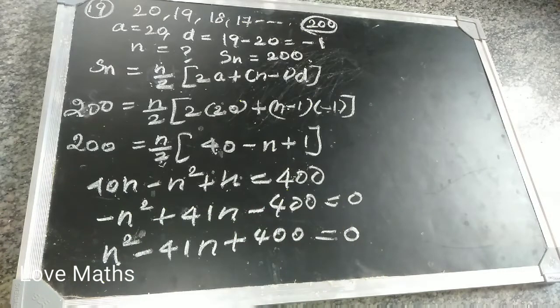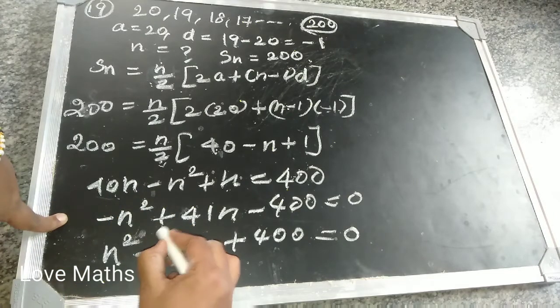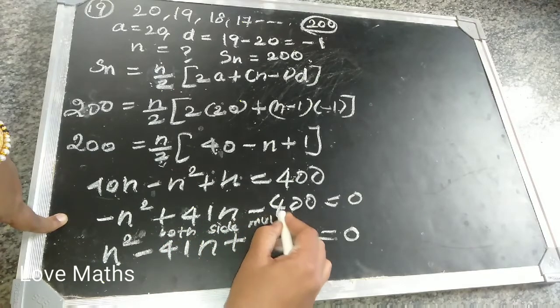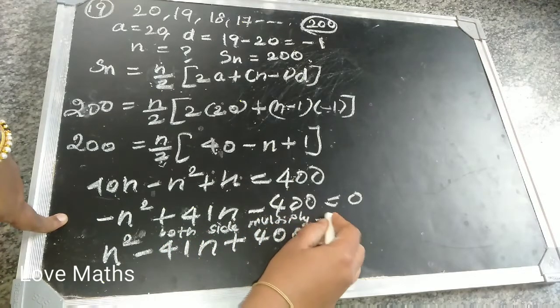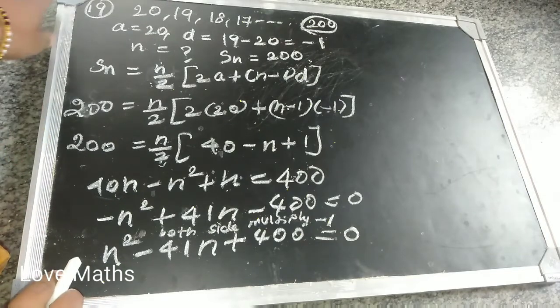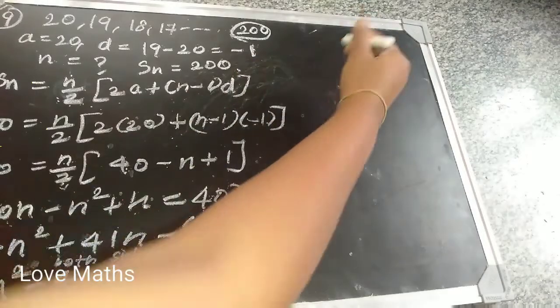Understand? Okay, because we don't want the minus term first. If you take it first also, no problem, the answer will be the same. So multiply both sides by minus 1. Okay, so now the signs are changed. Now it is a quadratic equation. You should find out the values.